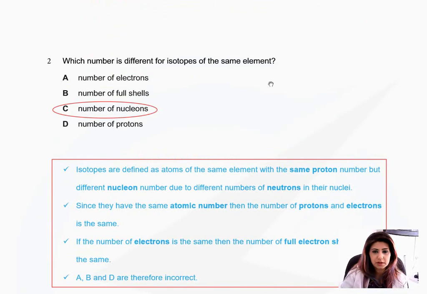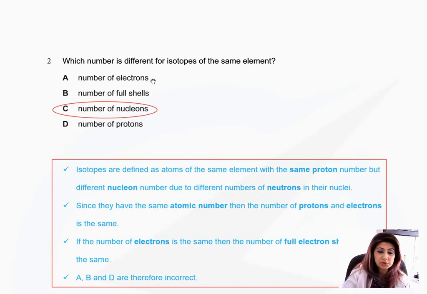Question 2. For isotopes, you should be able to know the definition of isotopes. Isotopes are the same type of atom. So if we're talking about calcium, we still talk about calcium. So the proton number has to be the same, because when you talk about an element, the proton number is the same. If you change the proton number, you have a different element. So it has the same proton number, but the neutrons are different, and so are the nucleons, because nucleons consist of protons and neutrons. If the proton number is the same and the neutron number is different, then when you work out both of them, the nucleon number is also different.